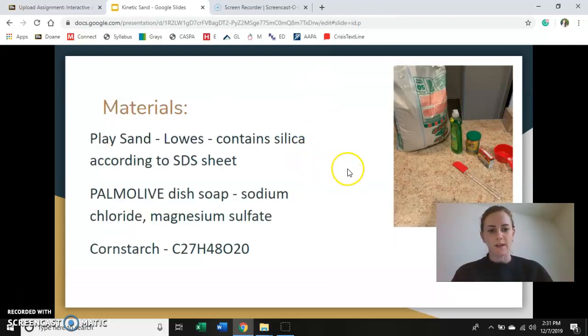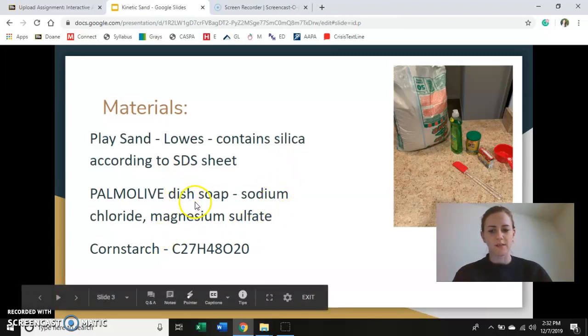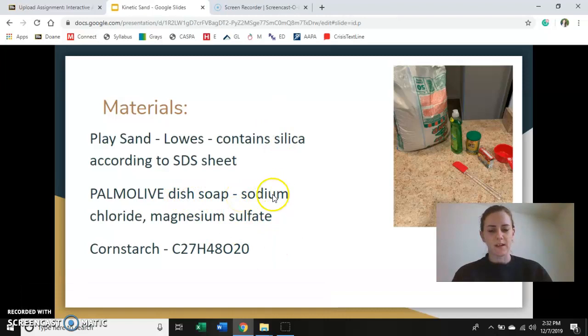I went with what the video showed on our Blackboard webpage, and I followed her instructions. So I used dish soap, cornstarch, and sand. We got plain sand from Lowe's, and according to the SDS sheet that I found on the website, this contains silica, but also the cornstarch and the dish soap is what allows us to see the kinetic sand form.